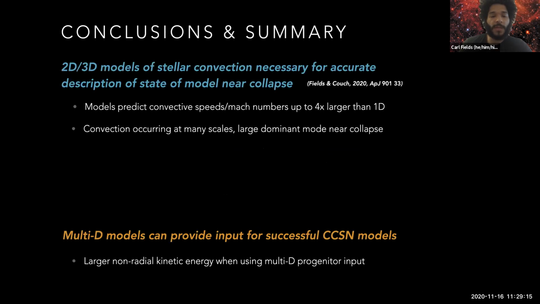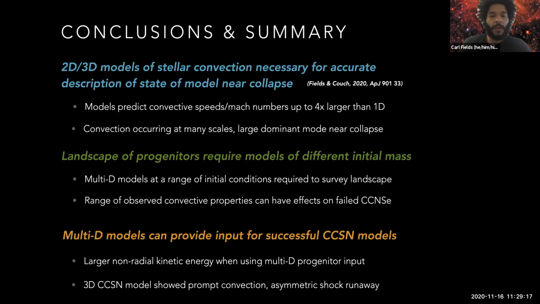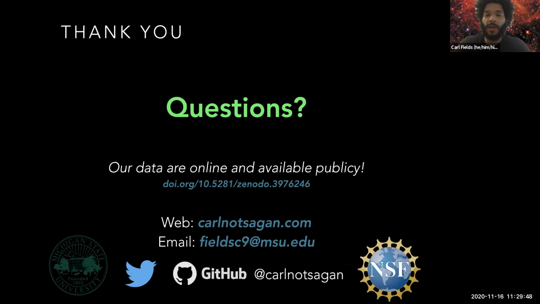So today I talked about how we're using 2D and 3D models to accurately capture what we expect convection to look like near core collapse. I talked about how we're looking at the landscape of progenitors across different initial masses to get an idea of how this changes for different initial conditions. And beyond that, I talked a bit about how we use these 3D inputs to produce high fidelity, multidimensional predictions for different multi-messenger signals. So with that, I'll be happy to answer any questions, and thank you.